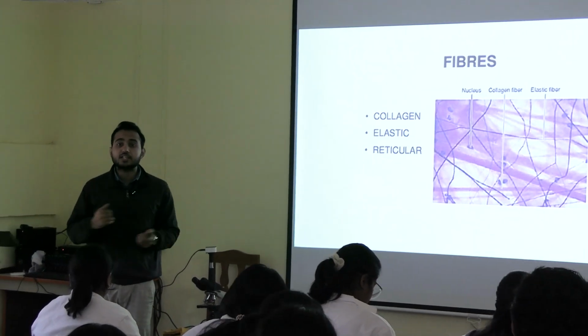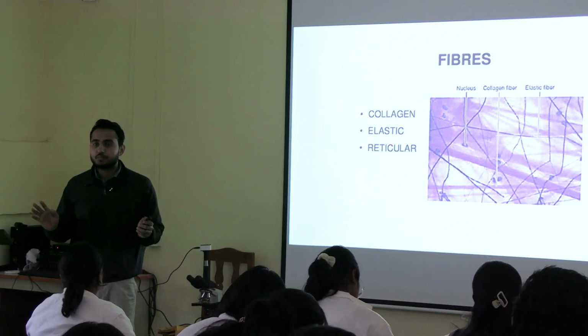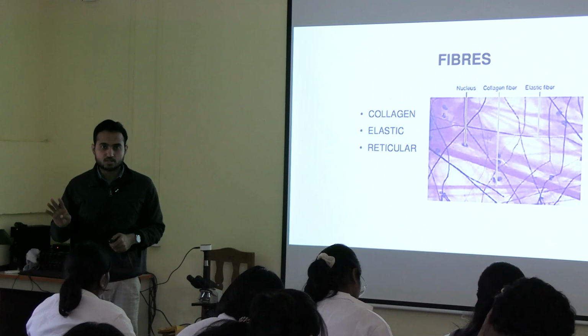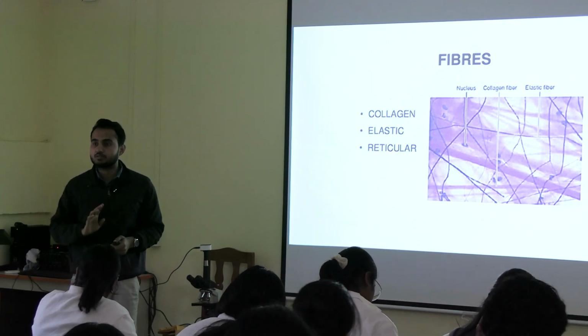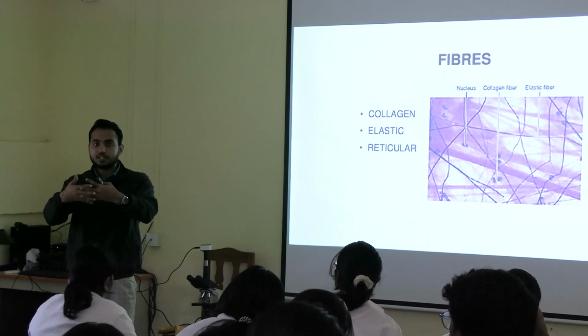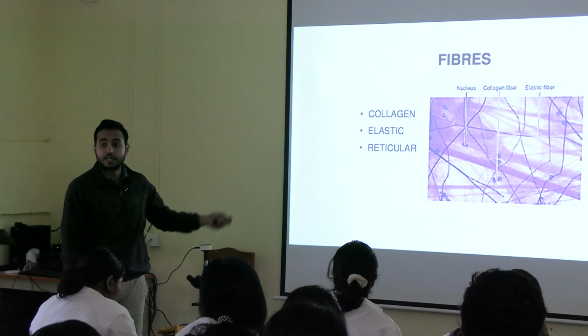Now, just see the variation. As I said, in collagen fibers you won't get any branching pattern. Bundles can branch, but single fibers will not branch. They will run parallel to each other. But in the third type, the variation you can see is that they are in the form of a network. And these reticular fibers are forming the framework.